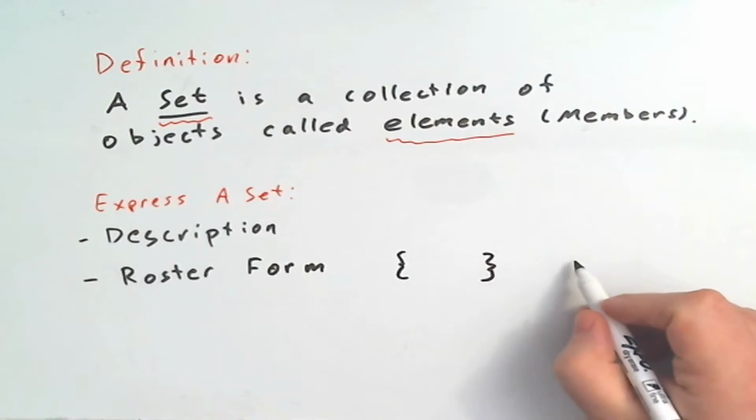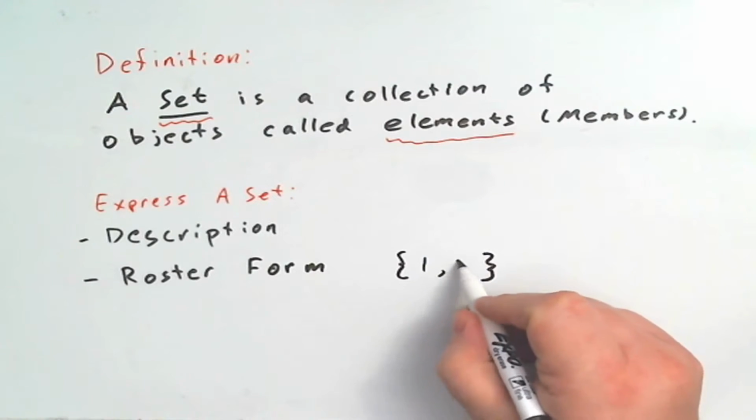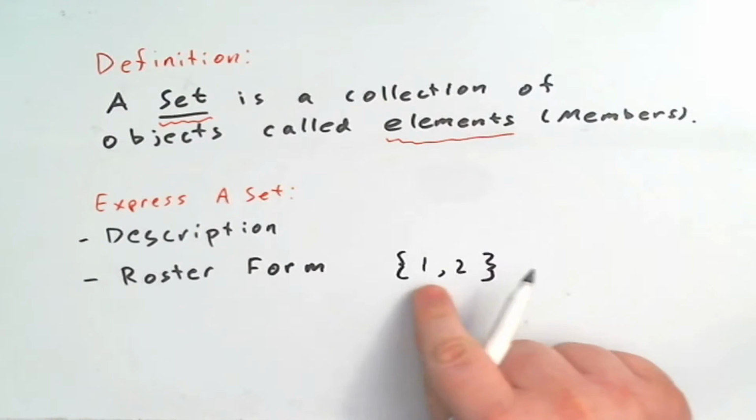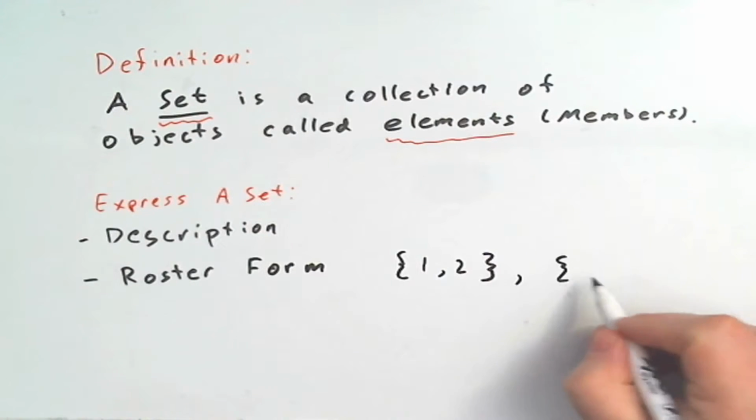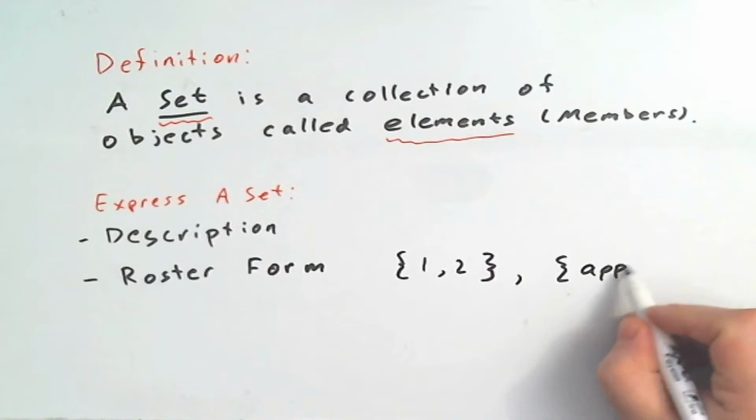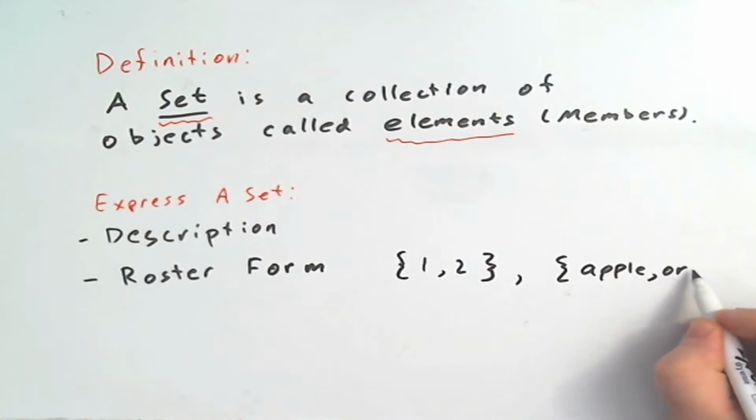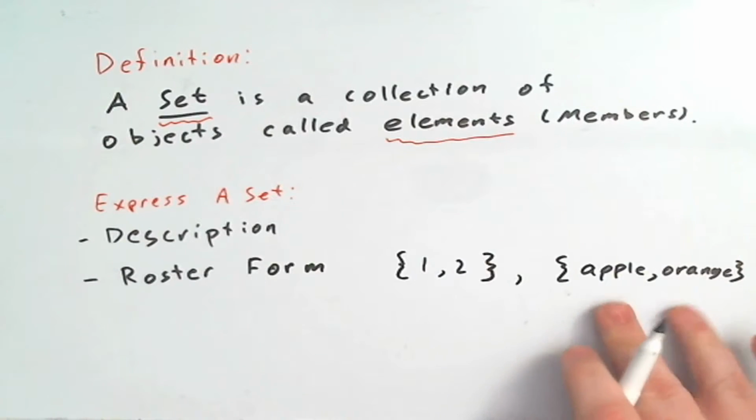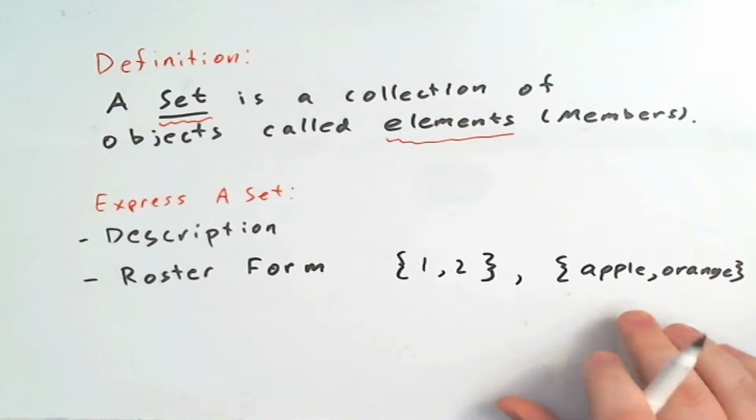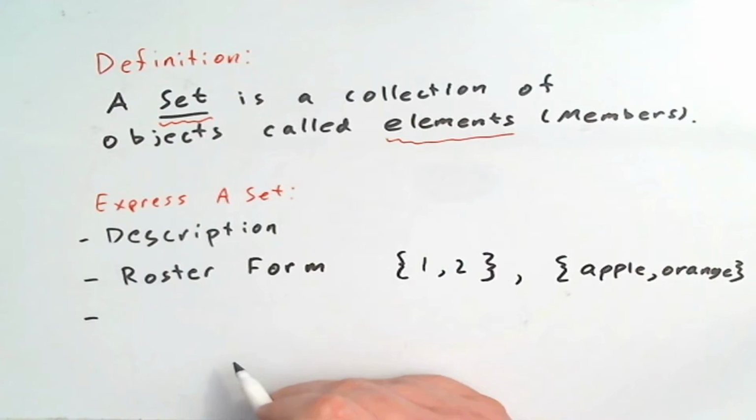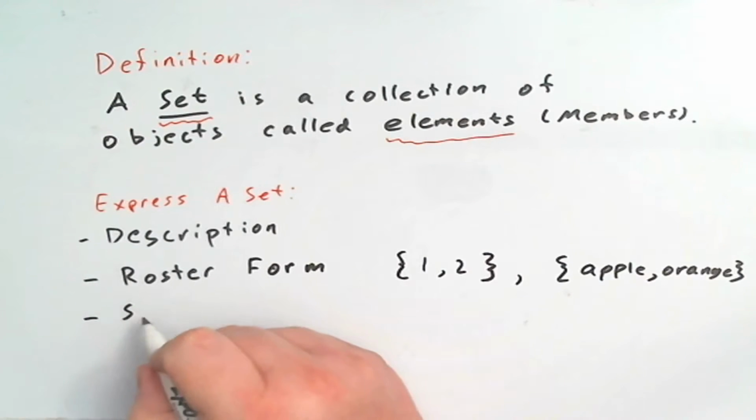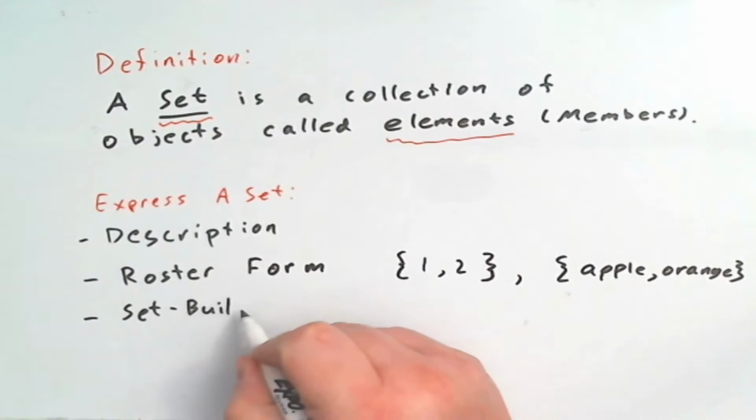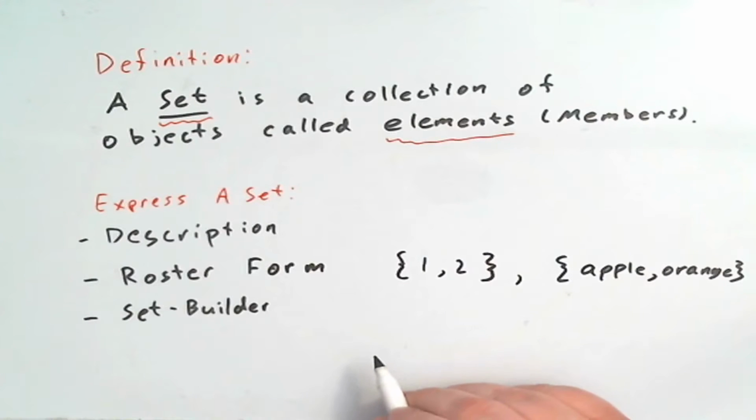So there could be a list of numbers. For example, we could have a list of numbers 1, 2. So the elements of this set are the elements 1 and 2. Or perhaps we could have a list like apple, orange, right? So that could also be a set as well. And so this is called roster form. Another way we can express a set is what's called set builder, or sometimes called set generator form.